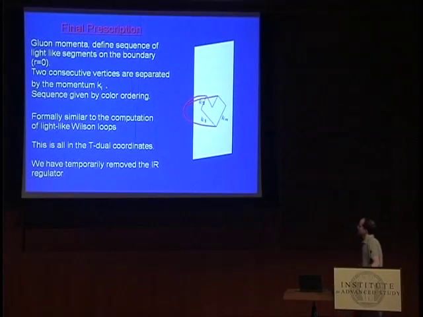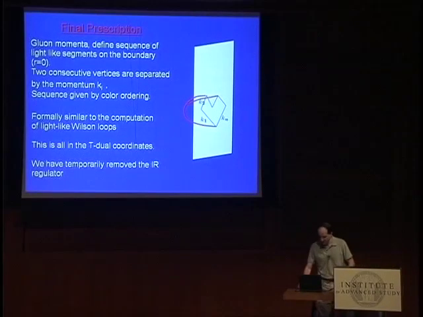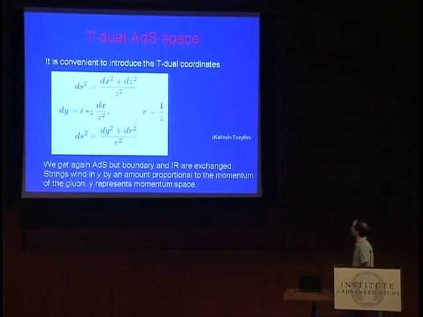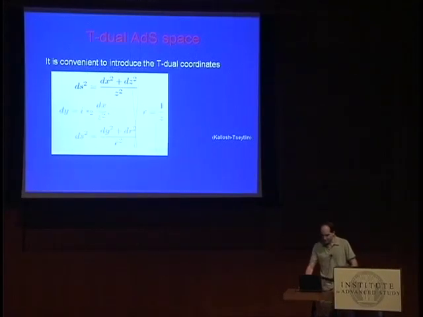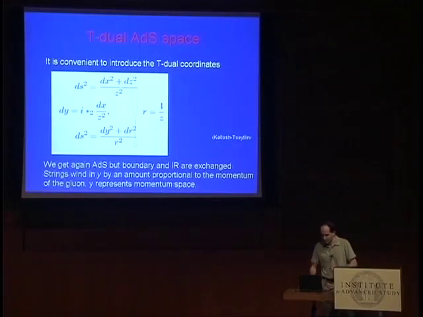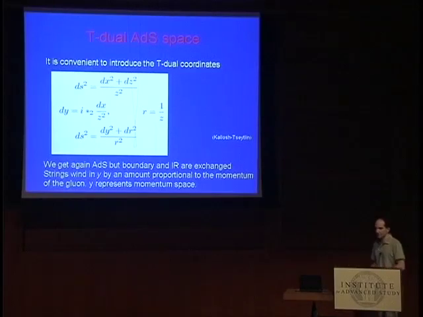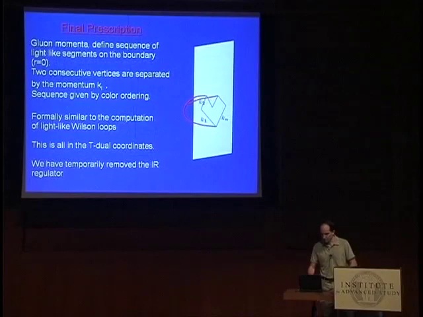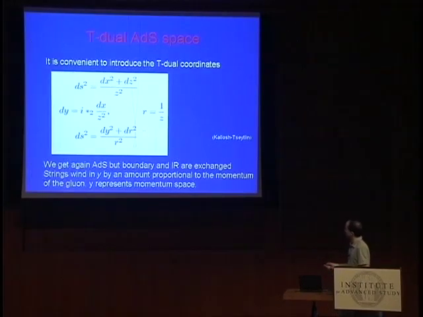So the final prescription is that you start with your gluon momenta, and this defines a sequence of light-like segments on the boundary at r equal to 0. Oh, okay, one thing I forgot to mention is that when we do the regulator we mentioned in the previous transparency, the gluons will end up being at c equal to infinity, which in these new coordinates is r equal to 0. So the boundary conditions for this worksheet are going to be imposed at r equal to 0. And r equal to 0 is the boundary of this new AdS space.